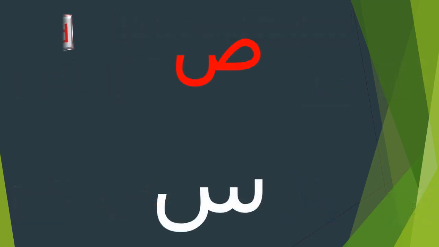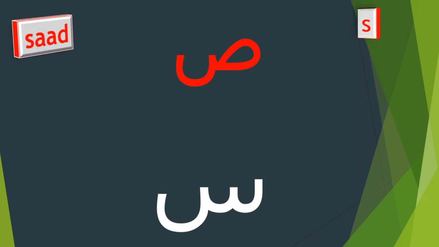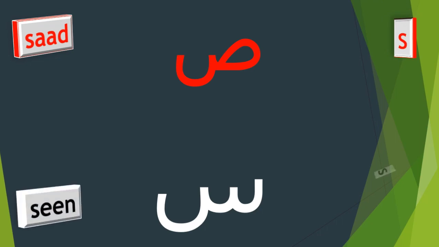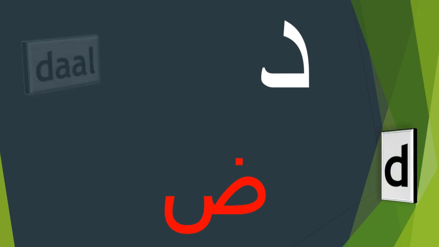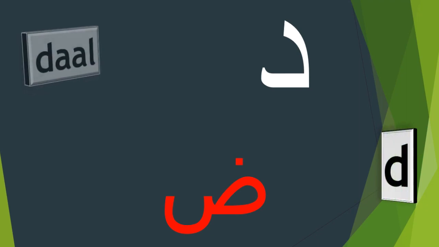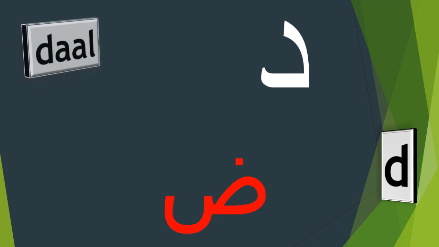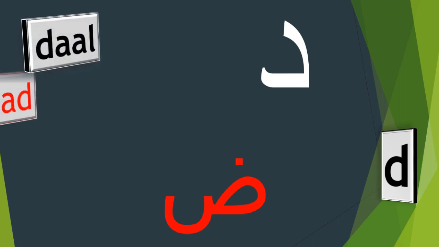The sad and the sin. The sin sounds like the English letter S, while the sad sounds like a deep and bold S. The Dad and the Dal. The Dal is equivalent to the English letter D, while the Dad is a more forceful and bolder D.